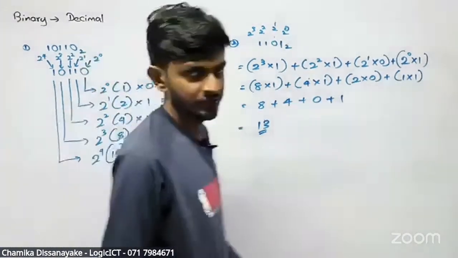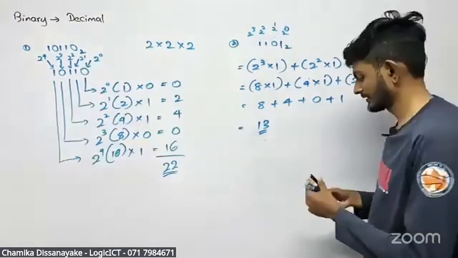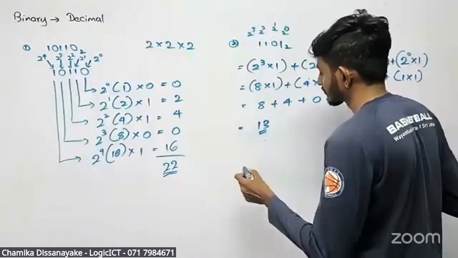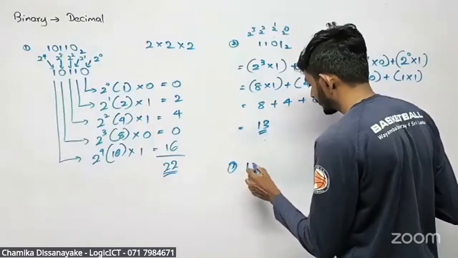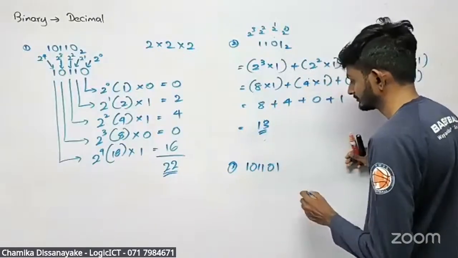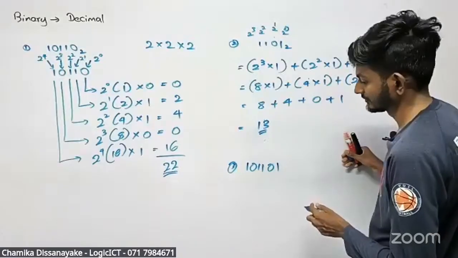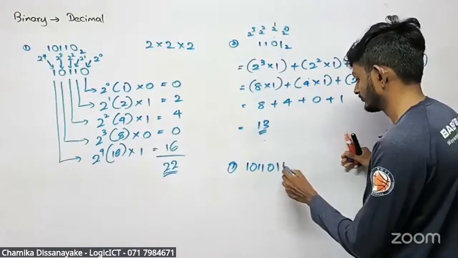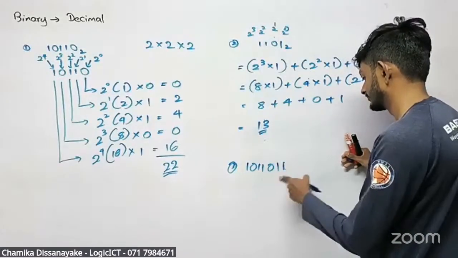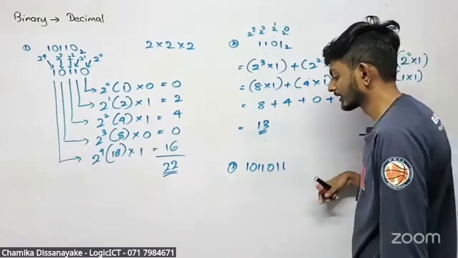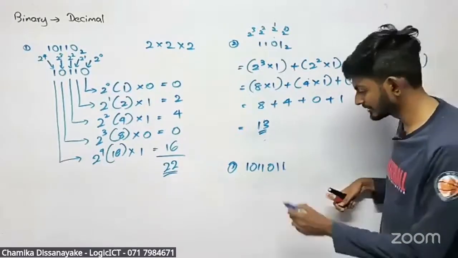Let's do another example. Third one: 101101. This is the binary number.